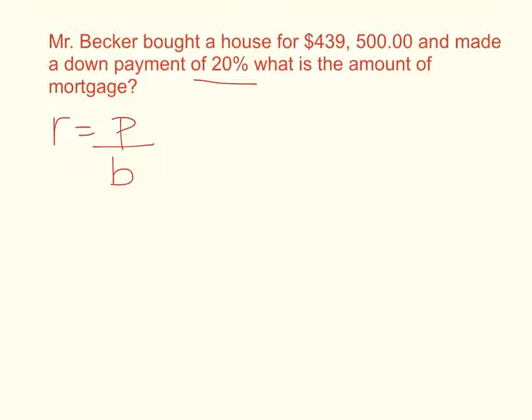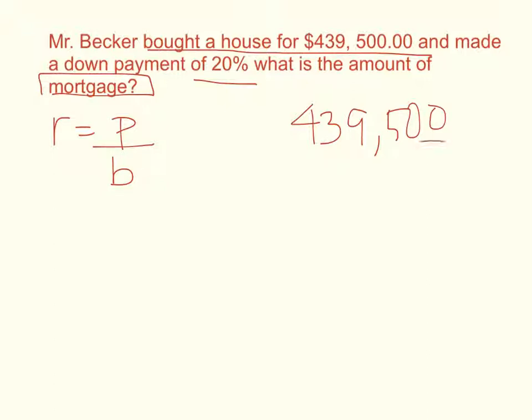So, in terms of determining exactly what we're trying to find, he bought the house for this price of $439,500. Sorry, I'm saying that wrong. So the first thing we need to understand is whether this is the part or the base. Because it's asking us to find the mortgage, the $439,500 is actually going to be the base, because the mortgage is part of the whole.